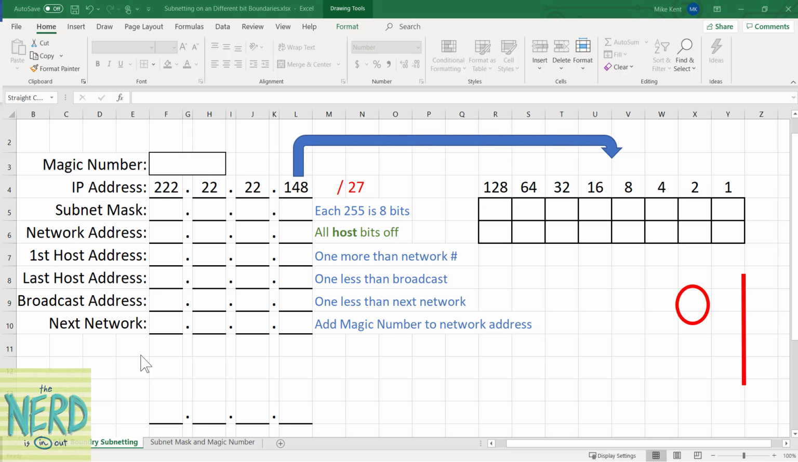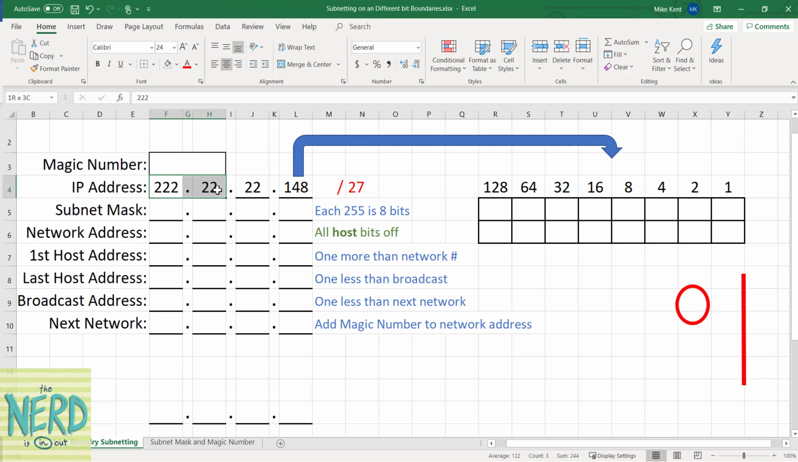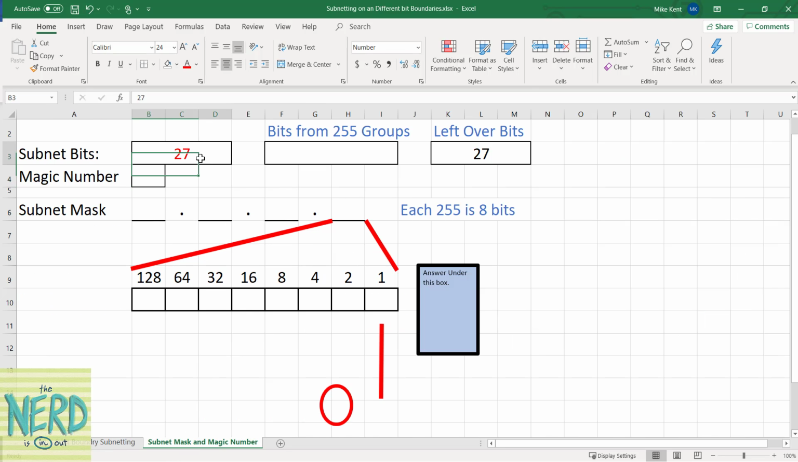And through the magic of pausing my video, I've reset to a new IP address. This time we have 222.22.22.148, and it is a /27. So the first thing we need to do is get the subnet mask. So I'll jump over here. I've got 27. Remember, every 255 you write is 8 bits of the subnet mask. So if I write these 3 right here, each one of these is 8. 8, 16, 24. That gives me 24 bits from the 255 group. So once again, everything's happening in this last octet.